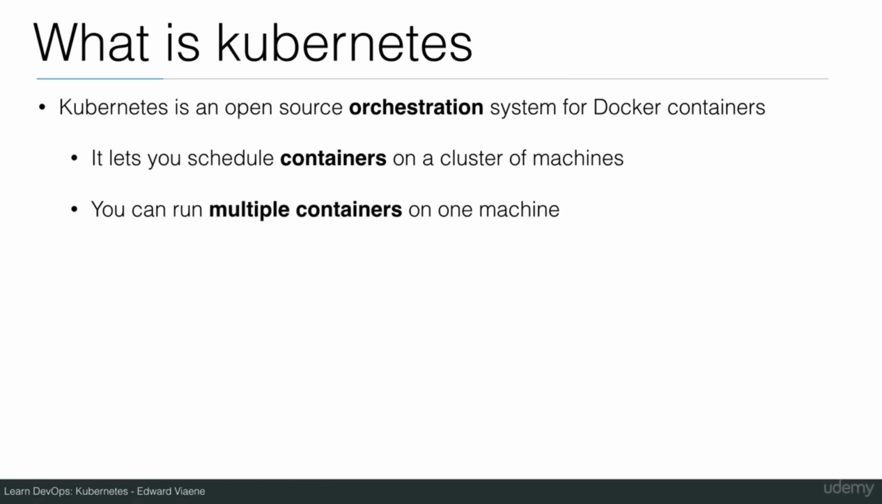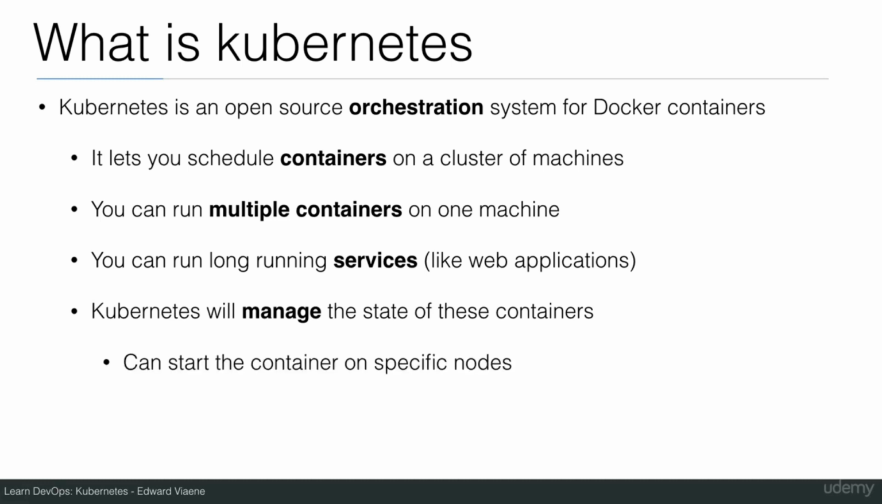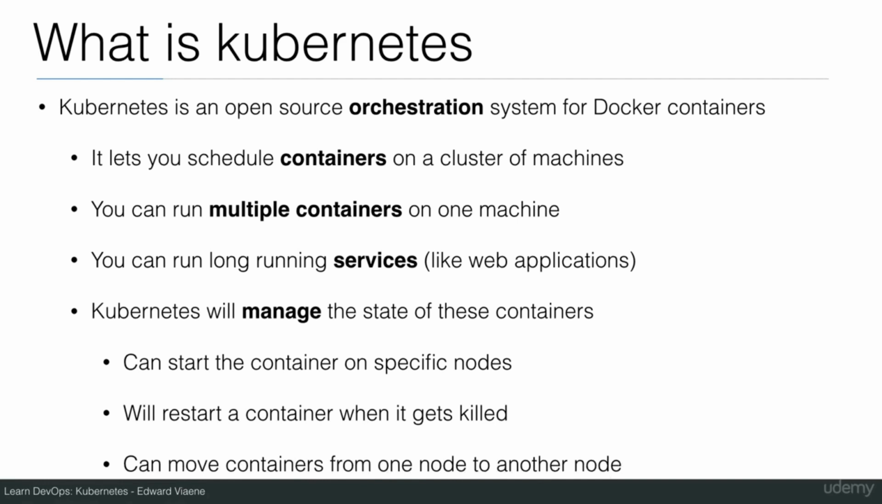You can run multiple containers on one machine, and those machines then make up the cluster. You can run long-running services like web applications on your Kubernetes cluster. Kubernetes will manage the state of these containers. You can start a container on a specific node, and Kubernetes will restart a container when it gets killed. It can also move containers from one node to another node.